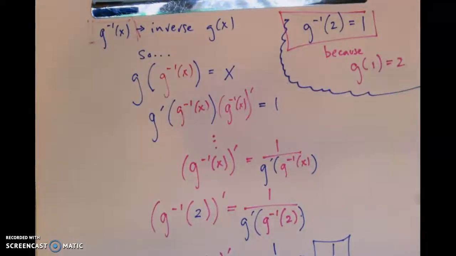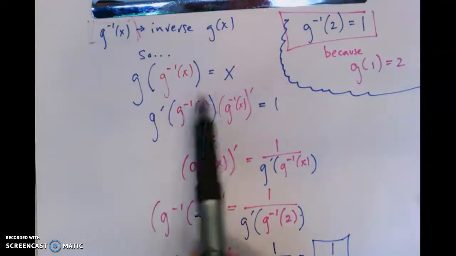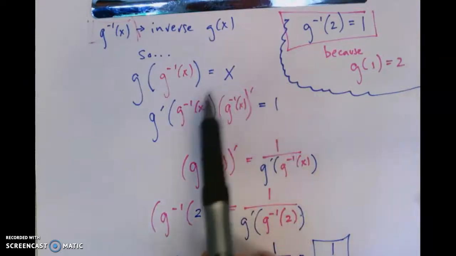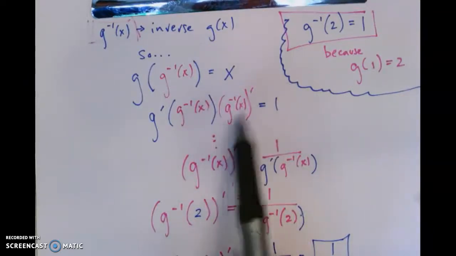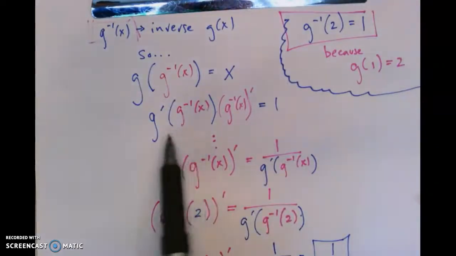Okay, last one, the inverse function. g inverse is equal to the inverse of g of x. Therefore, g of g inverse of x is equal to x. We take the derivative of this, which means we need to use the chain rule. g prime of the inside, times the derivative of the inside, equals the derivative of x, which is 1. And we solve this whole thing for g inverse prime. So we divide by this whole thing, and this is our derivative.